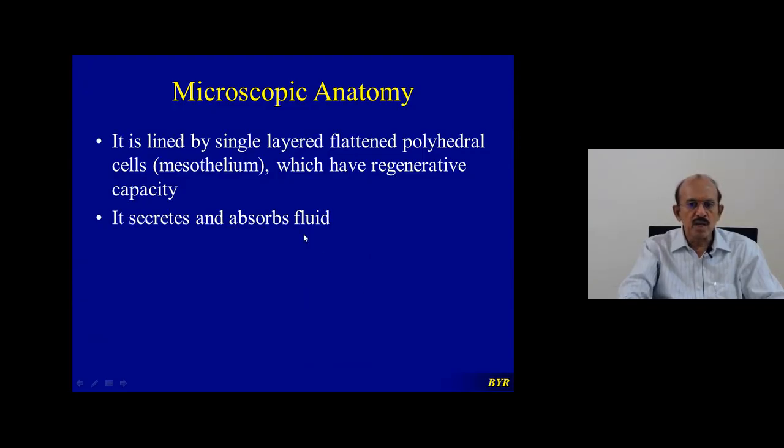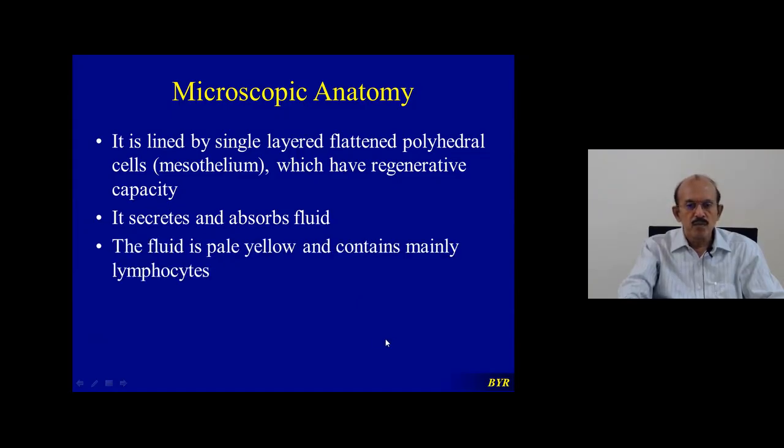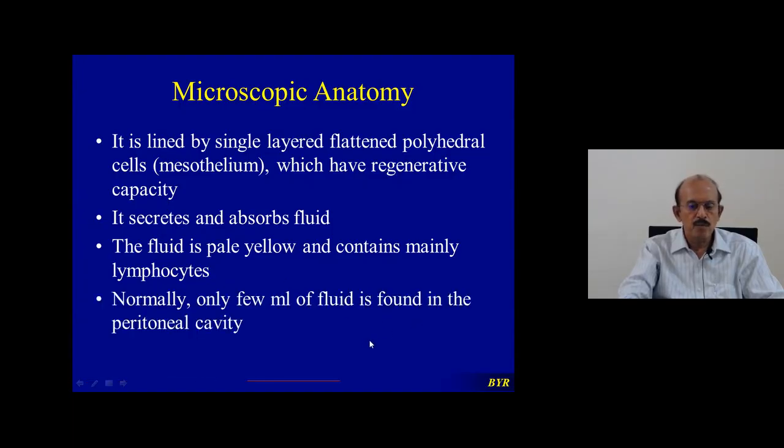Peritoneum secretes and absorbs fluids. The fluid is pale yellow and contains mainly lymphocytes. Normally, only a few ml of fluid is found in the peritoneal cavity, because continuously the peritoneum secretes fluid and absorbs the fluid. The fluid is not static. Then why is fluid secreted? For lubrication of the bowels. The bowels should be moist so that they undergo peristaltic activity without any problem. So for that reason, they are always moistened.